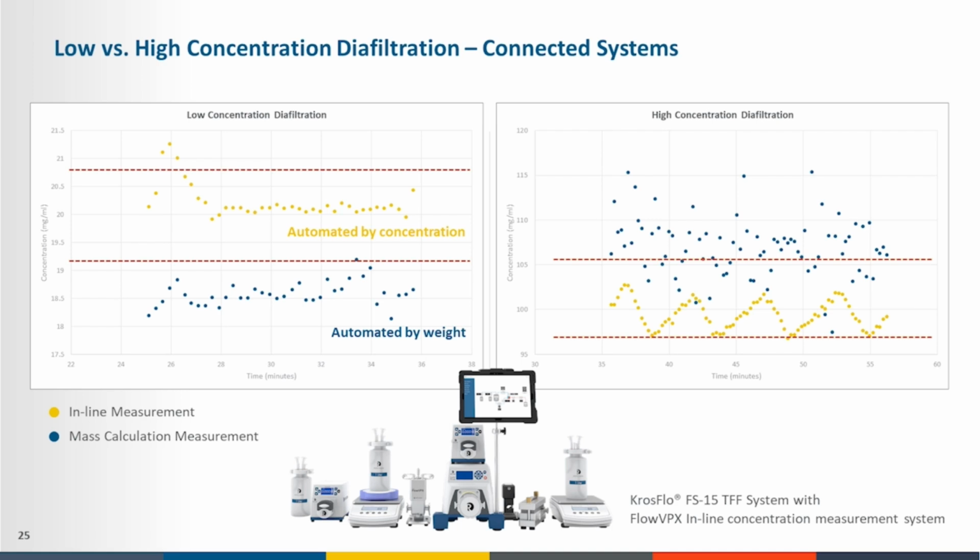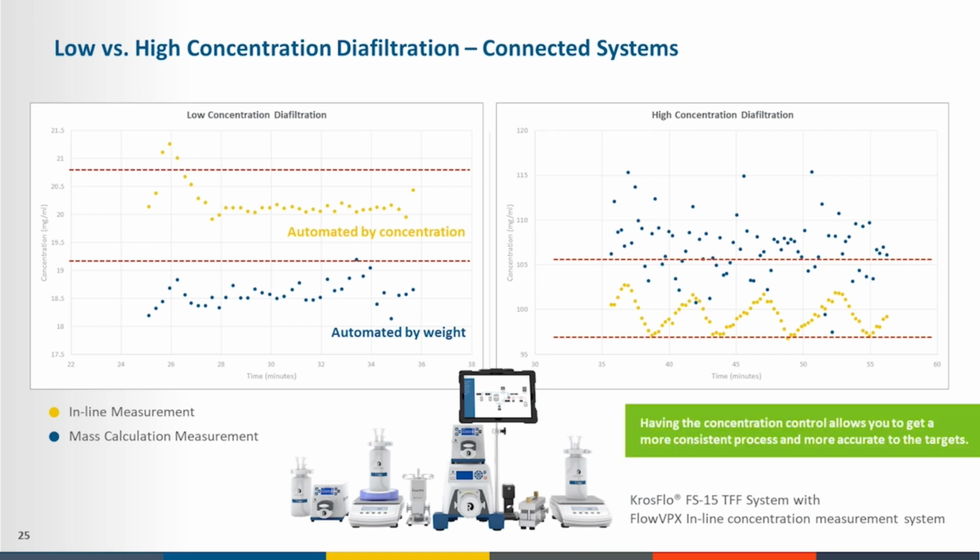And then it gets even worse at the higher concentration. So by weight, we were targeting 100 mg per mil. You can see in the yellow, the signal floating around 100 mg per mil, but in the blue, it was bouncing around 110 mg per mil or so. So having the concentration control allows you to get a more consistent process and more accurate to the targets that you're looking for.